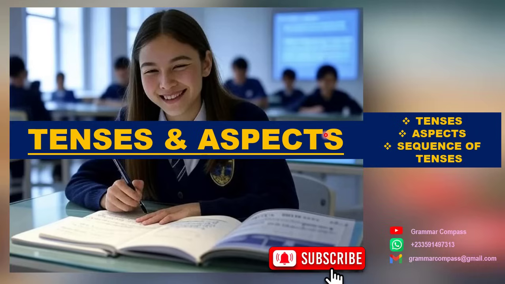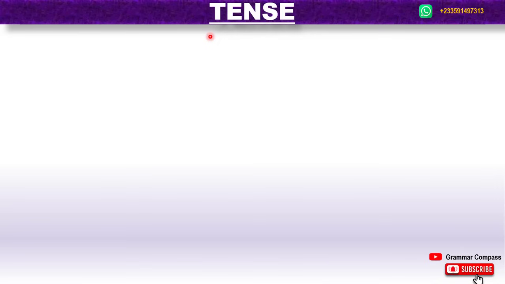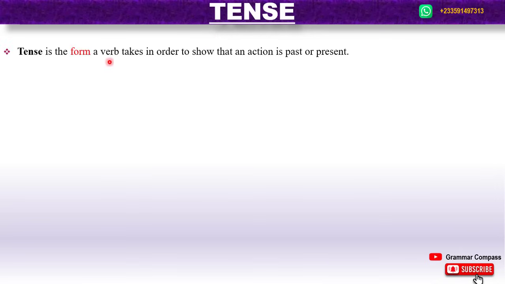Tenses and aspects. In this lesson, we will delve into the complexities of the English tense, its aspects, and also sequence of tenses. What is tense? Tense is the form a verb takes in order to show that an action is past or present. So in English, we have just two tenses because the English verb will only change form to show that it is past or present and nothing else.